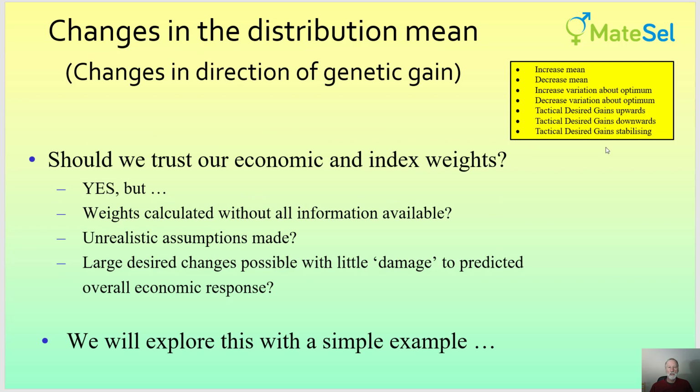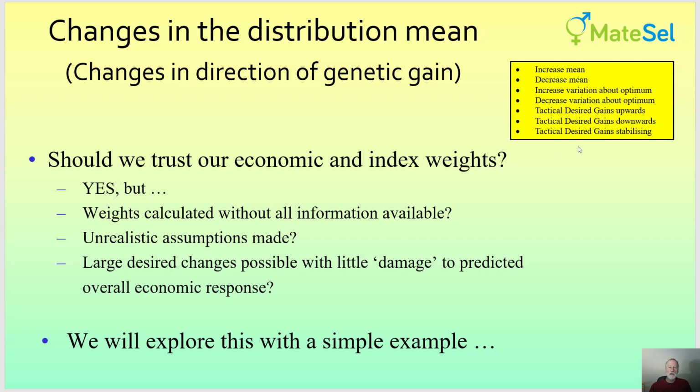So first of all, changes in the distribution mean. Basically, we're looking at changes in the direction of genetic change, whereby we might want to ensure that we have a higher level of response in a given trait compared to what the default would otherwise give. And you'll see in this yellow box that we have a number of tools in MateCell that we can use to effect changes in the direction of genetic gain, the pattern of genetic gain. But we're not going to look at that here. We've already done that. Here we're asking the question, should we do it? And under what circumstances should we do those things?